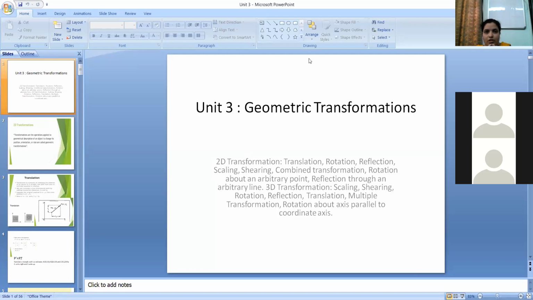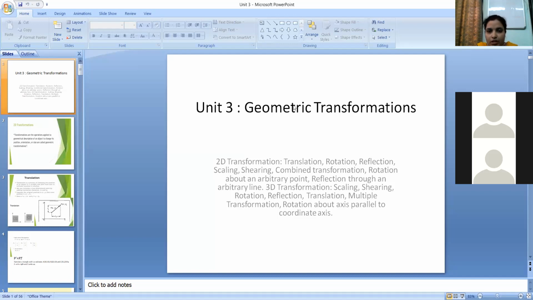So today we are going to start with unit number 3, geometric transformations. In the previous lecture, we finished chapter number 2, which was raster scan graphics. In that, we saw line drawing, circle generation algorithms, and how to color the polygon. These are the different algorithms for coloring the polygon that we studied in chapter 2. Now we are going to start with unit number 3, or chapter number 3, which is geometric transformations.